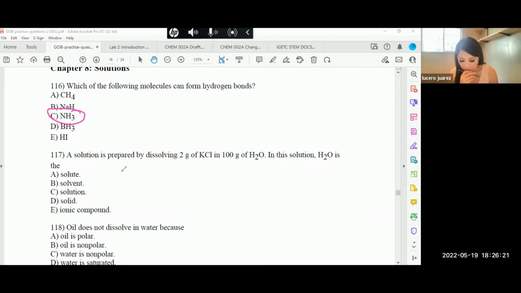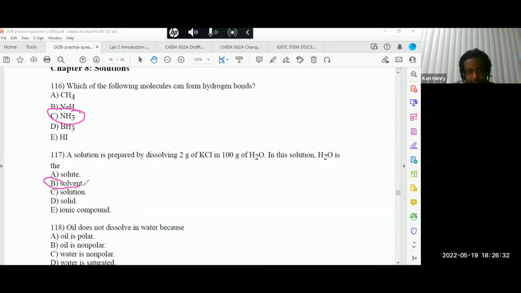A solution is prepared by dissolving 2 grams in 100 in solution. H2O is the solvent. That is correct, because the solvent is the fluid, the liquid. And the solute is the solid you put in it. That's right.